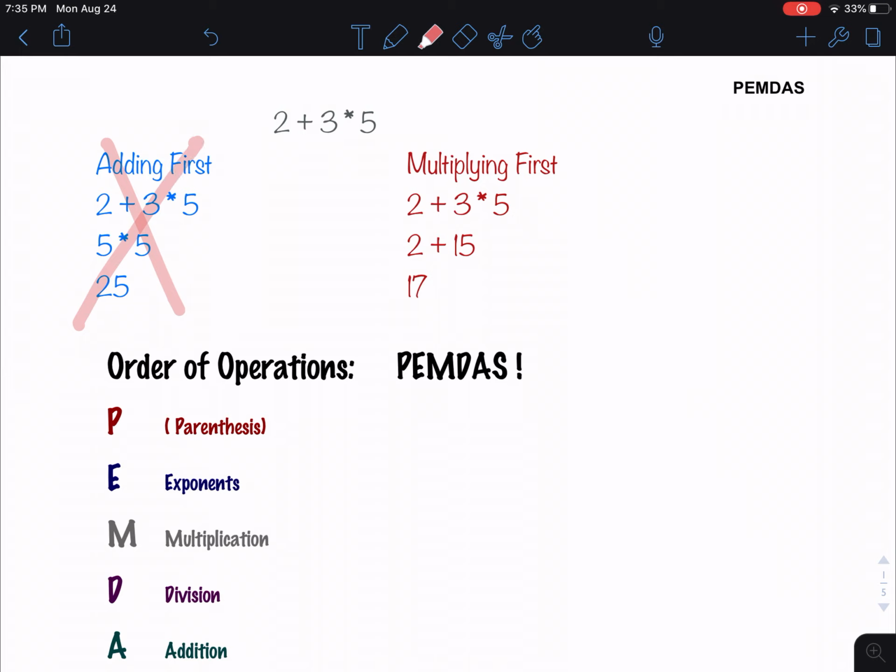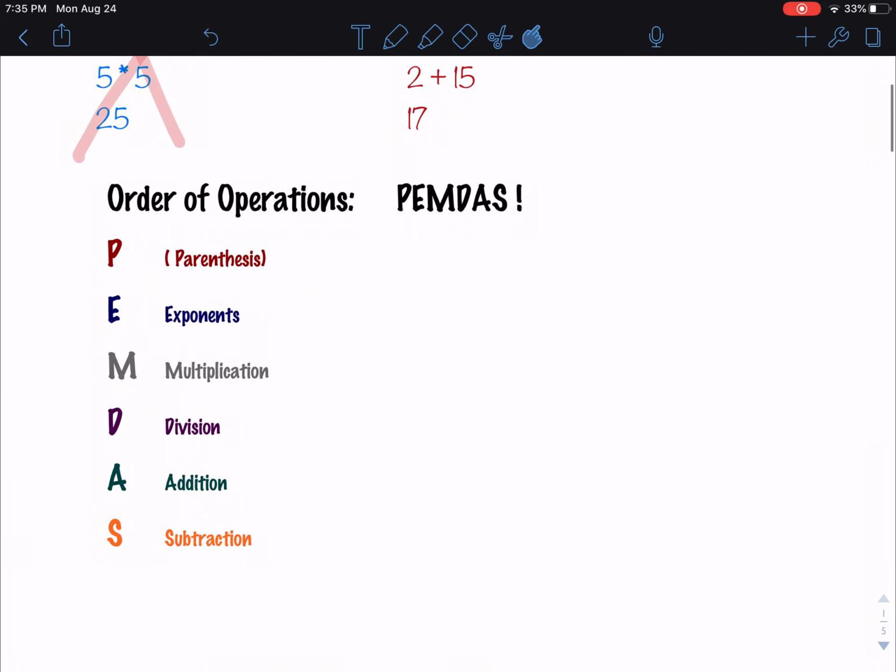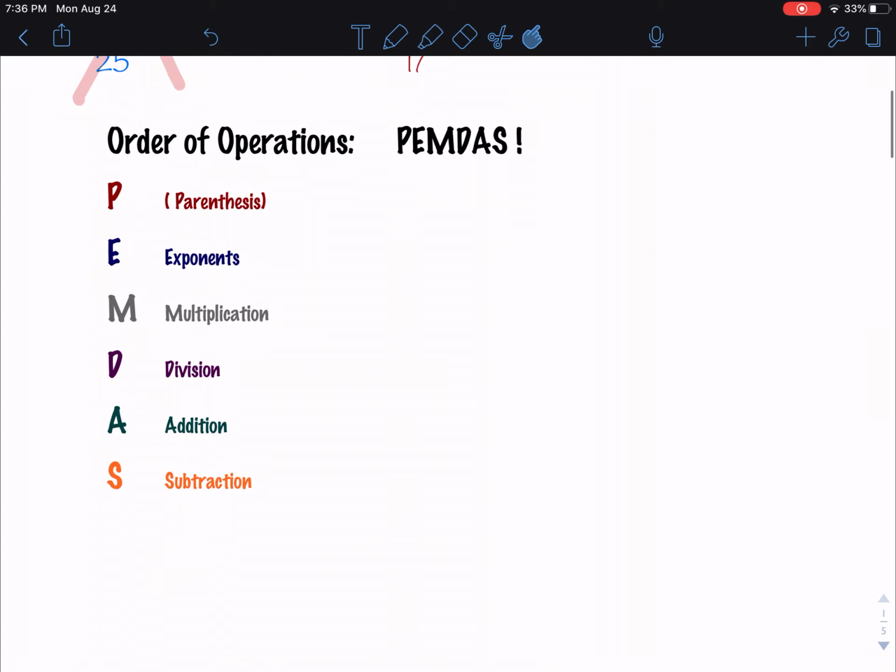Adding first is not the correct answer. Multiplying first is. When we have multiple operations within a numerical expression, in order to simplify it, we need to follow order of operations, which follows the order of PEMDAS, where P stands for parentheses, E stands for exponents or any square root values, M stands for multiplication, D stands for division, A addition, and S subtraction.